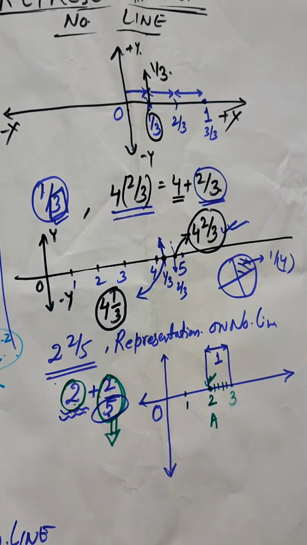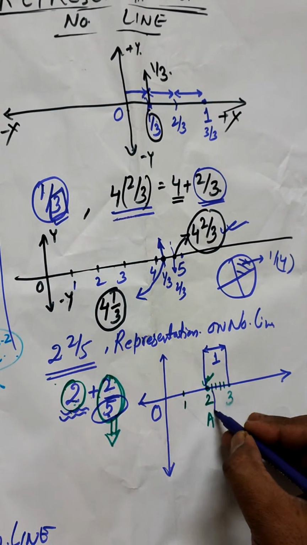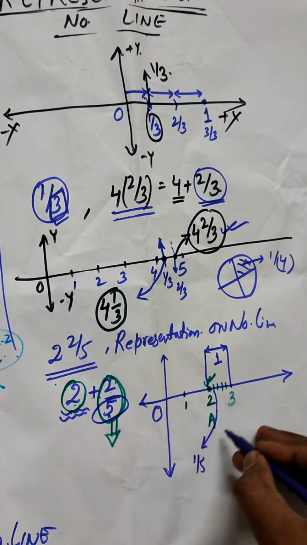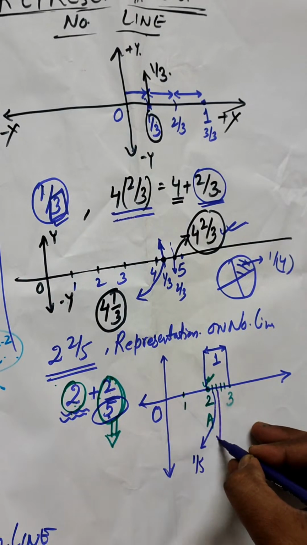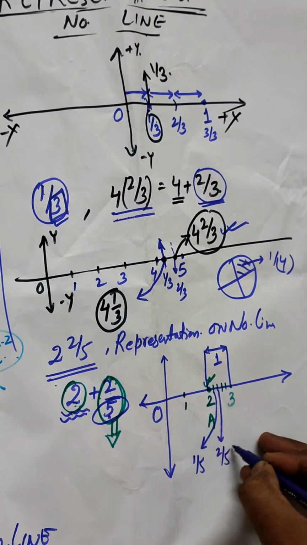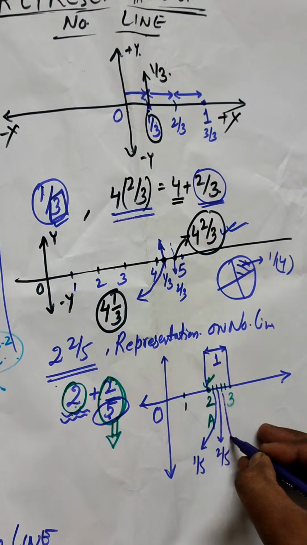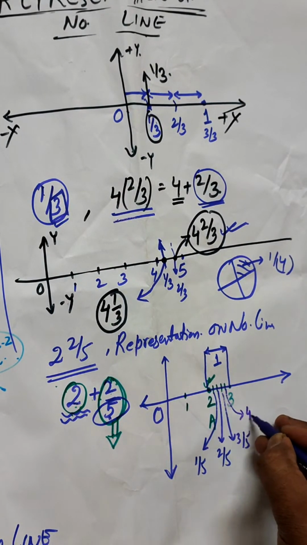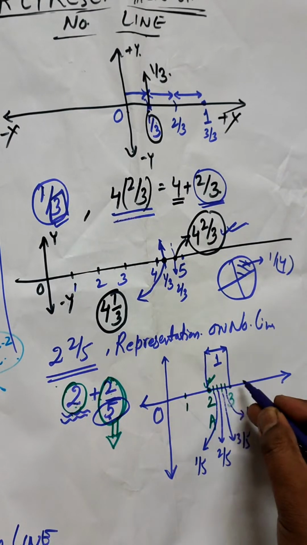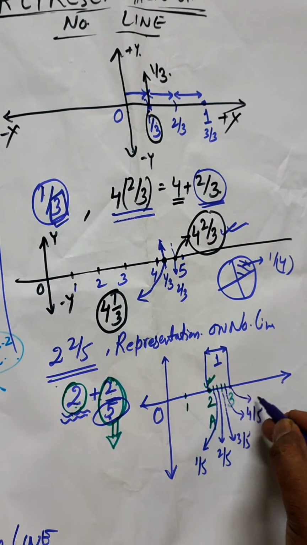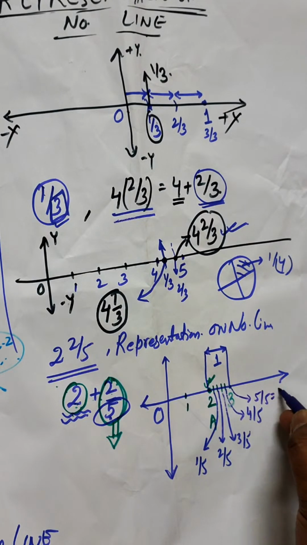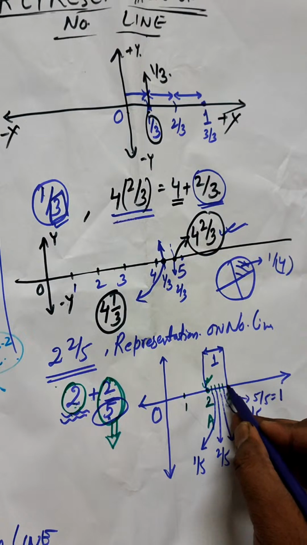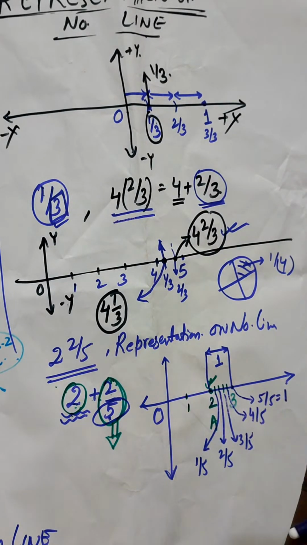So here you can see, if you zoom in, the first one is 1 by 5, the second one is 2 by 5, 3 by 5, 4 by 5, and the last one is 5 by 5. So 5 by 5 is basically 1, right? So 2 plus 5 by 5 will be 3. So that's fine. I hope this concept is clear.